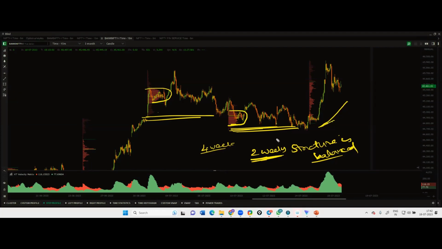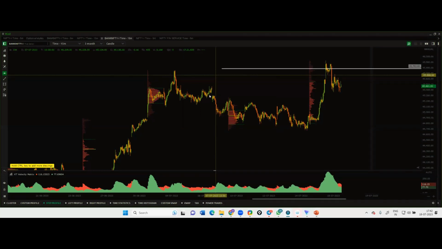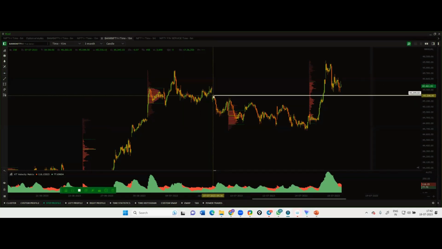Now, how do you spot it? How exactly do you focus on it, or how exactly do you capture it in your execution? What should be the trigger point? Now, I personally use two trigger points. One, if at all it's on an overnight basis, previous week's high. I'm talking from a directional perspective.